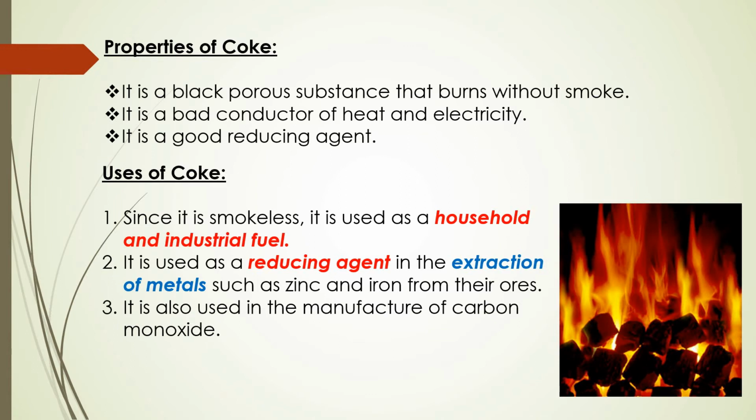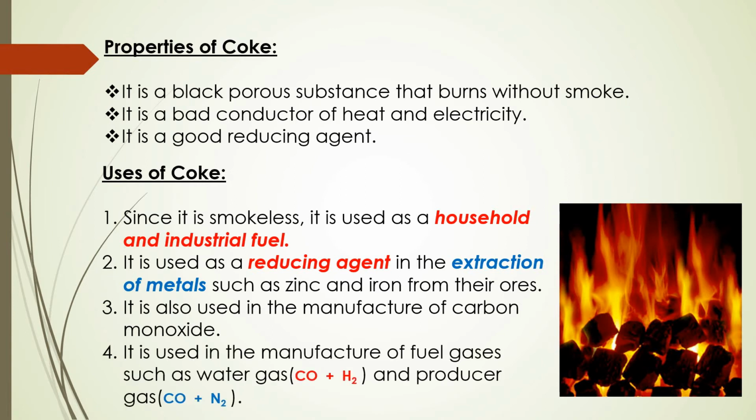It is also used in the manufacture of carbon monoxide, which is another important compound of carbon and oxygen. It is also used in the manufacture of fuel gases such as water gas. We have already discussed water gas. Water gas is a combination of carbon monoxide and hydrogen, and it is a type of fuel. And also producer gas, again, a mixture of carbon monoxide and nitrogen. So these mixtures can be used as alternate fuels. These are some of the important uses of coke.